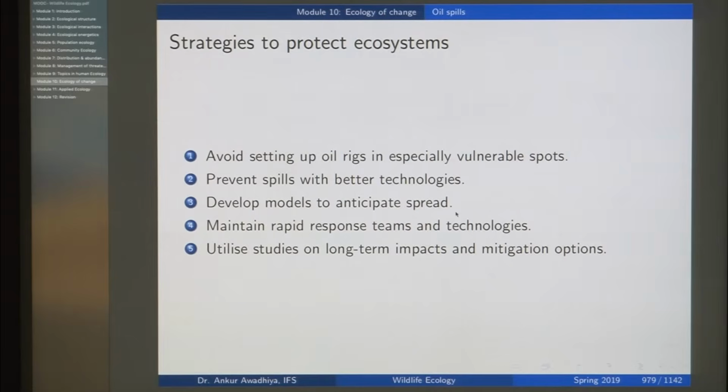And then there are certain strategies to protect ecosystems. You avoid setting up oil rigs in especially vulnerable spots, prevent spills with better technologies, develop models to anticipate spread, maintain a rapid response team and technologies, and utilize studies on the long term impacts and mitigation options.